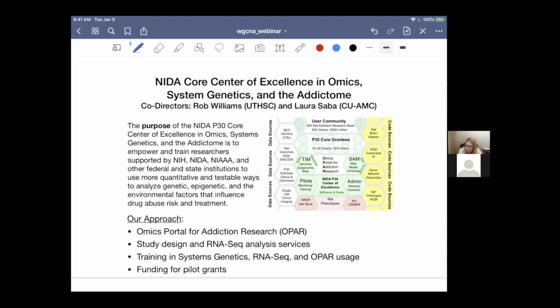Laura, nice talk, nice presentation. This is Mike. Well, I've seen a number of papers and gone back and forth with using voom as a variance stabilizing transformation for RNA-seq data specifically. Have you used that at all? I guess it's within limma or Combat?